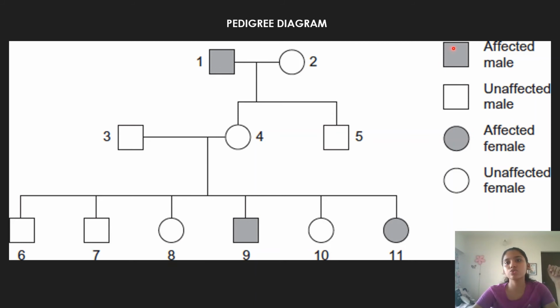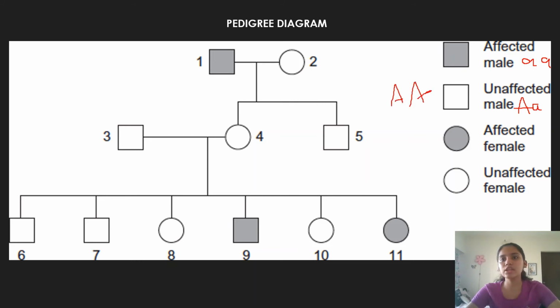A box is usually for a male and a circle is for a female. When it's shaded, it's affected. Now, let's just think of an example. Supposing the affected male has the alleles small s. Actually, S is a bad example because small and big look the same. Supposing it has small a. So an unaffected male would be big A, small a, or big A, big A.